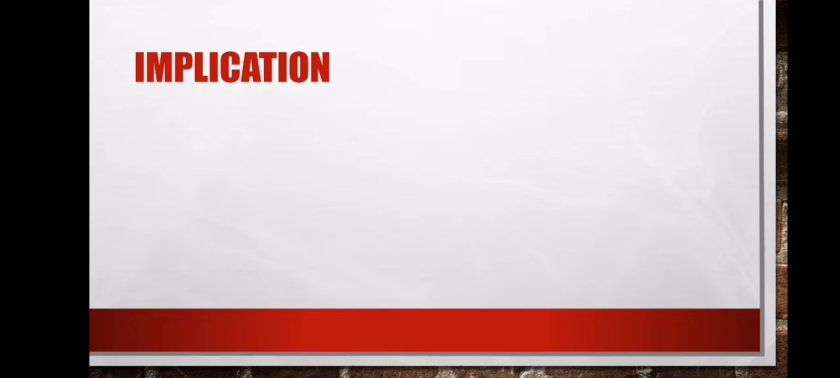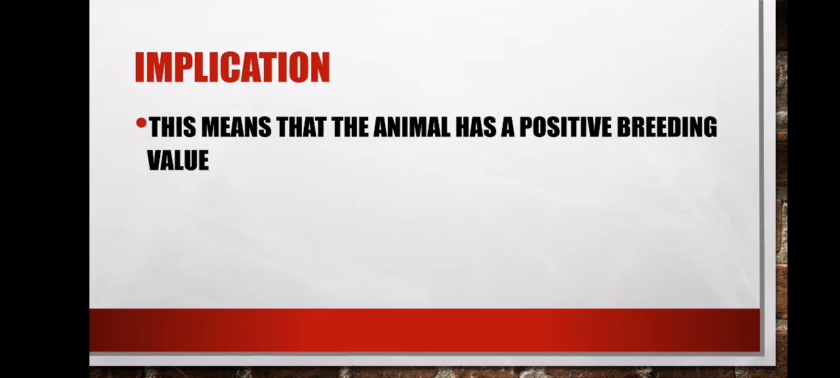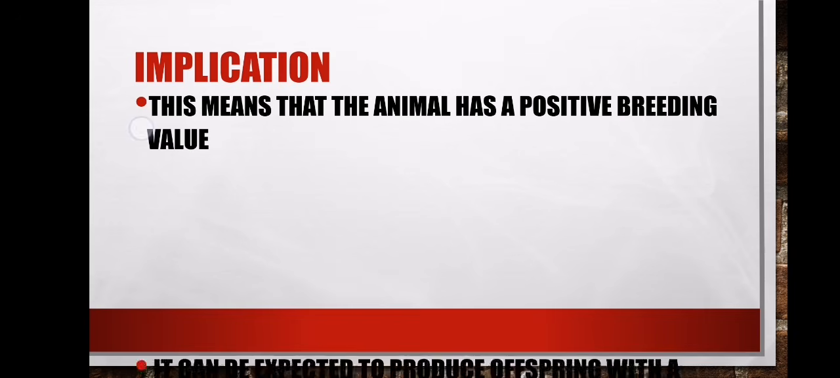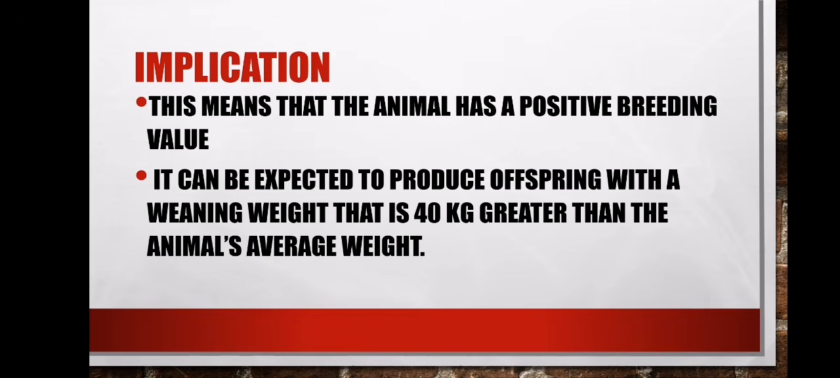Let's talk about the implication. This means that the animal is having a positive breeding value. We'll talk about the breeding value later, but don't worry about this one. This is what it says, good people. It can be expected to produce an offspring with a weaning weight that is 40 kg greater than the animal's average weight.